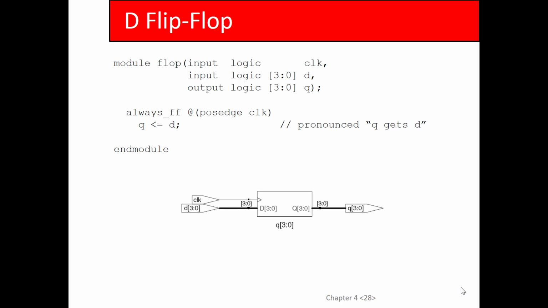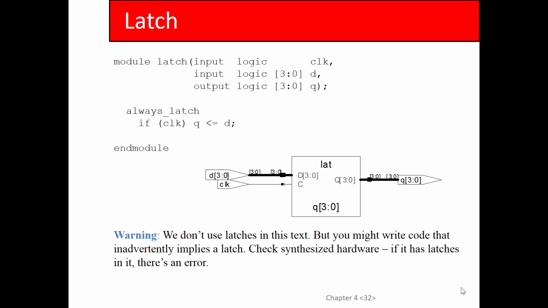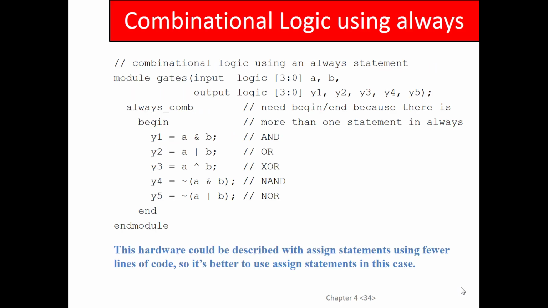Then there's always_latch, which the book and I recommend that you don't use, but it's in there anyway. And the last form is always_comb. In this case, you don't have a sensitivity list because it's implied that anything inside the always block that's treated as an input would be in that sensitivity list.